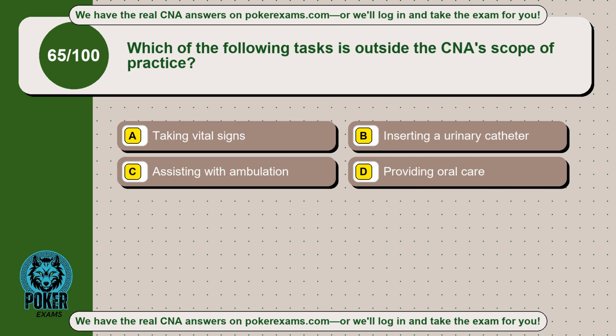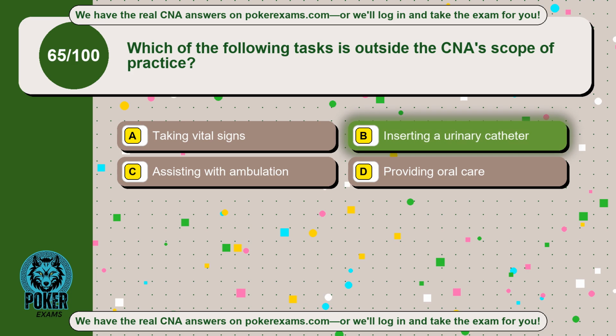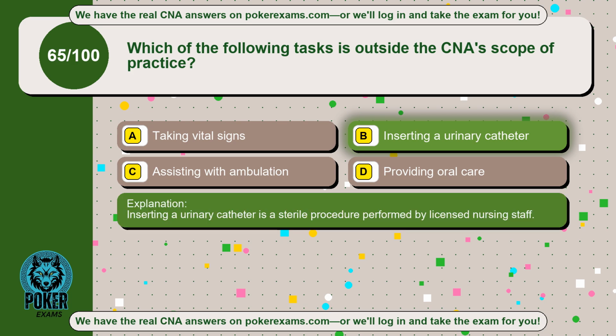Question 65. Which of the following tasks is outside the CNA's scope of practice? Option A, taking vital signs. Option B, inserting a urinary catheter. Option C, assisting with ambulation. Option D, providing oral care. The correct answer is option B. Inserting a urinary catheter. Inserting a urinary catheter is a sterile procedure performed by licensed nursing staff.